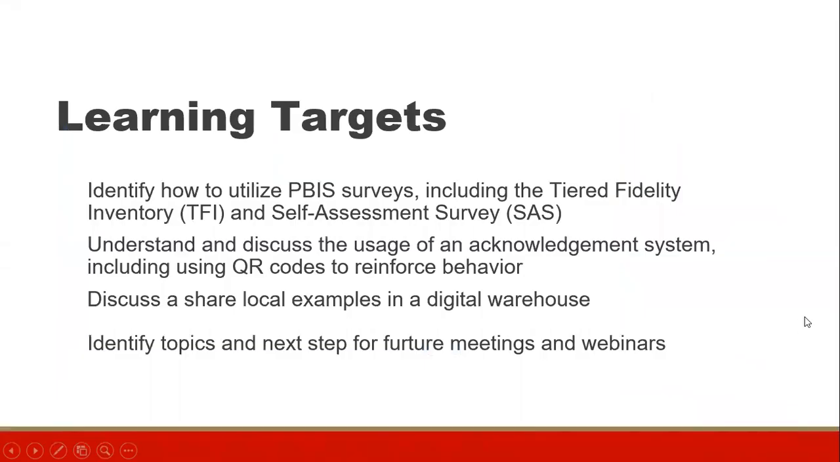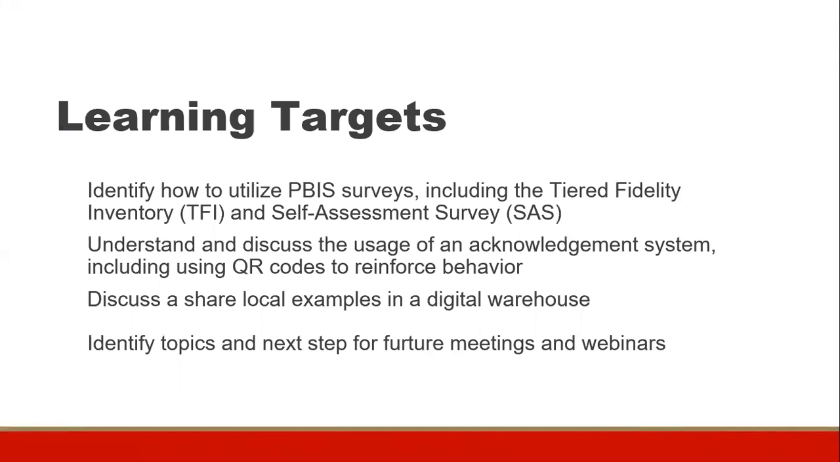So we'll start with our learning targets for today, and the first one is to utilize the PBIS surveys and how they're done. We're going to look a little bit at the Tiered Fidelity Inventory, or TFI, and the self-assessment survey, or SAS. Some of you that are on may already be using some of those surveys. If you are not, we're going to talk a little about what kind of data they can give you as far as your adult implementation of the framework is concerned.